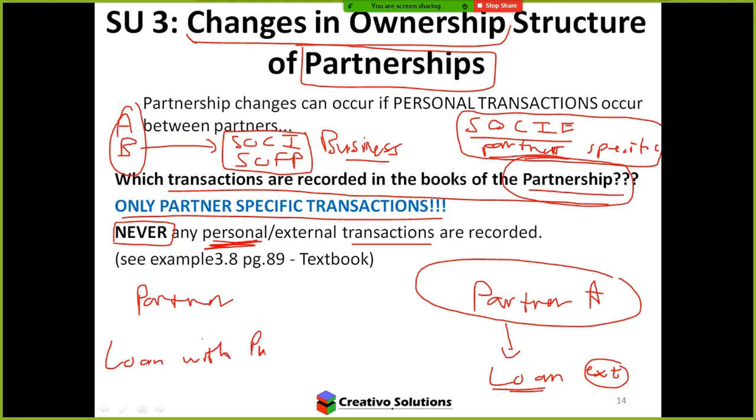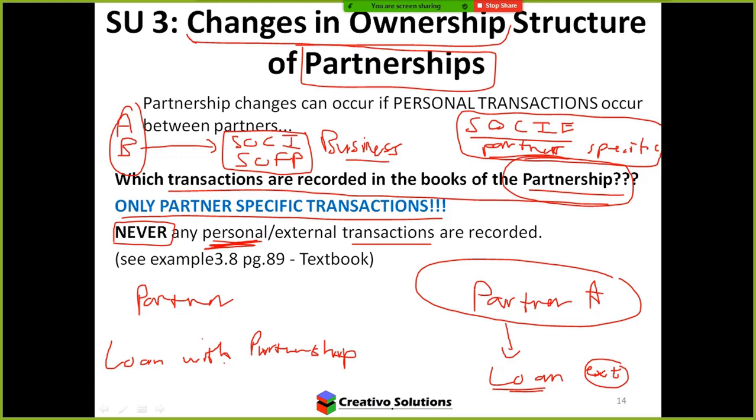If partner A takes out a loan with the partnership, then it's a partnership specific loan. Okay, so just be careful. Remember, in other words, when I say separate, it's either separate from the business or it's with the business. Does it make sense?